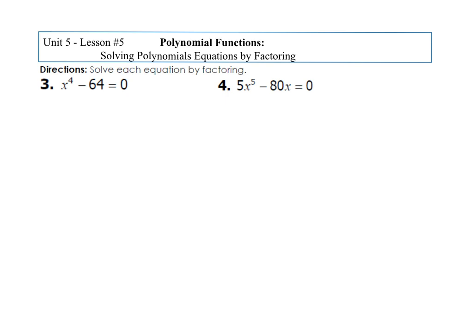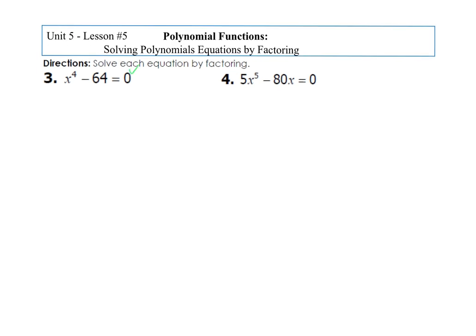Hey, number 3, we have x to the 4th minus 64. All right, we are set equal to 0, so that's step 1. It's done. I'm looking for a GCF. I have x to the 4th and 64. Okay, I have a variable term and a constant term. There's nothing in common, so no GCF on this one.